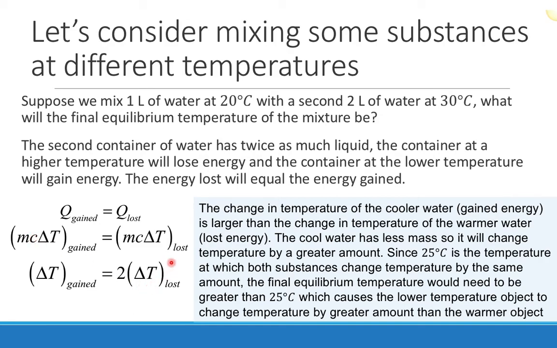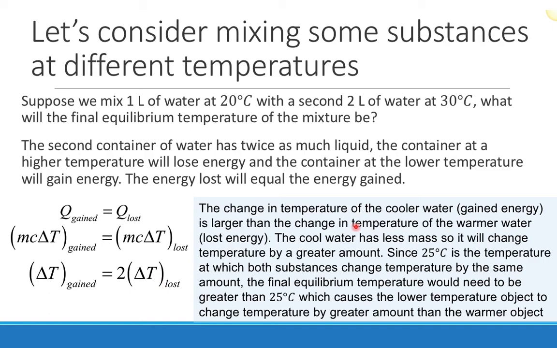But what's happening is that the substance that was at 30 degrees Celsius had 2 liters of water, it had twice as much mass. So on the lost side, the mass here is 2 times as big as this one, which means that the change in temperature of the substance that was at a lower temperature that gained energy has to be twice as much as the change in temperature of the lost object.